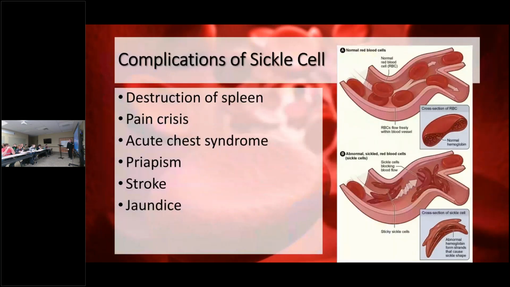So some complications of sickle cell. The biggest one that you'll see if you live in a part of the country that deals with this a lot is the pain crisis. So what happens is those sickle cells clump up and they stop blood flow to whatever organ is affected. So you'll have patients presenting as a heart attack, presenting as a stroke. A lot of times their spleen is affected, and then it also settles into their joints.